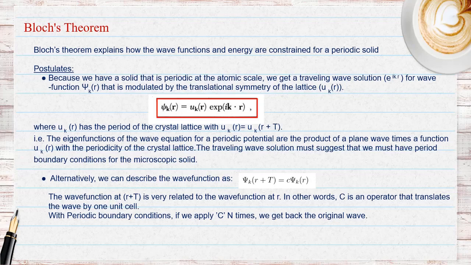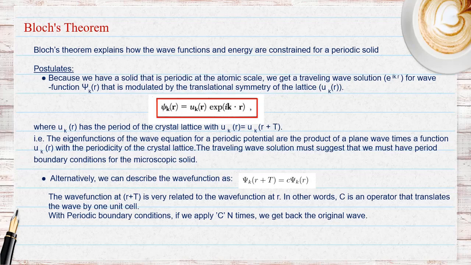So it has two postulates. The first postulate states that the eigenfunction of the wave equation, that is the wave function, for a periodic potential is a product of a plane wave, e raised to ik dot r as in the free electron model, times a function uk of r with the periodicity of the crystal lattice. Since we have a solid that is periodic at atomic scale, we get a traveling wave solution for psi that is modulated by the translation symmetry of the lattice, that is uk of r.